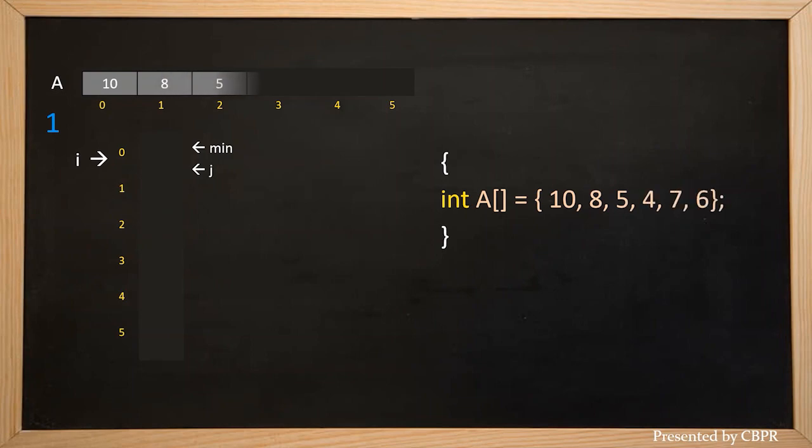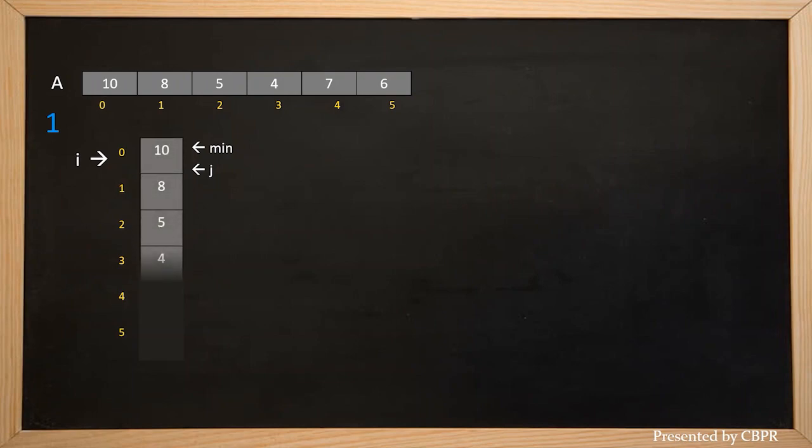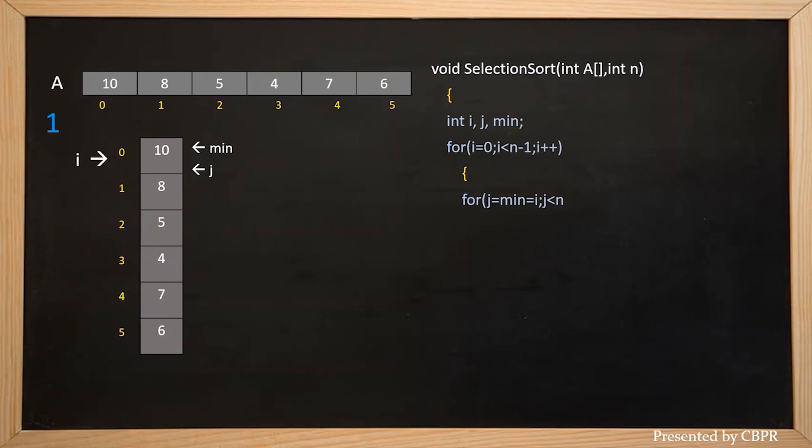Initialize an array A which stores 6 array elements. They are 10, 8, 5, 4, 7 and 6. The main logic behind selection sort is first picking the least element in the array and then replacing it with the current position. Here replacing means exchanging the two array elements, the current position and the minimum value.